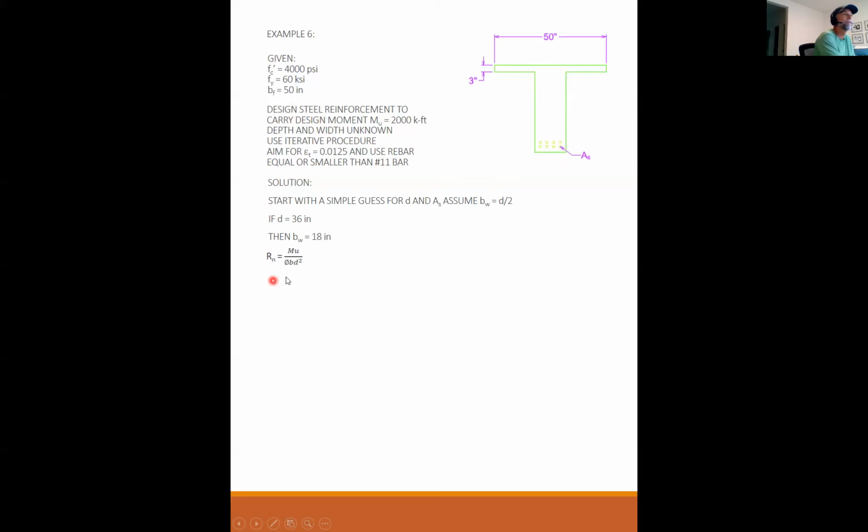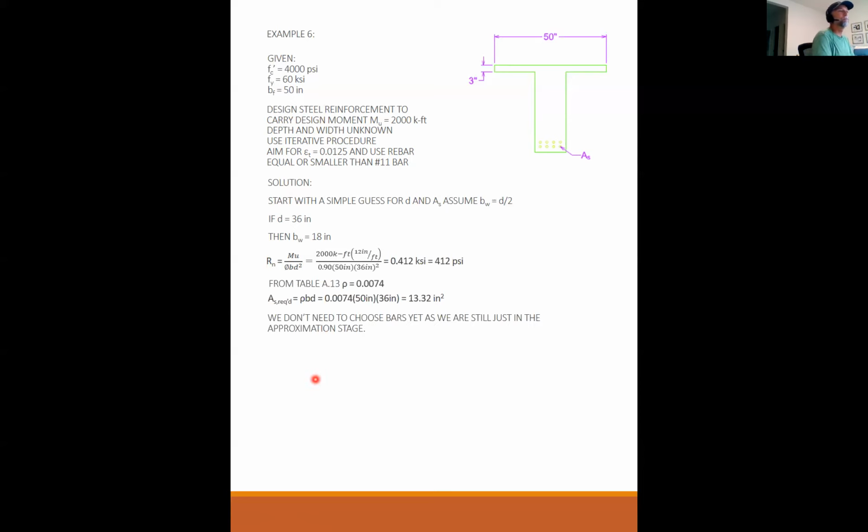R sub n is M sub u over phi b d squared. So M sub u, 12 inches per foot, and phi b d squared gives me 412 psi. From table A13, I can look up that with 412 psi, the rho I need is 0.074. So my steel required is rho b d, 0.074 times 50 times 36 gives me 13.32 inches squared steel.